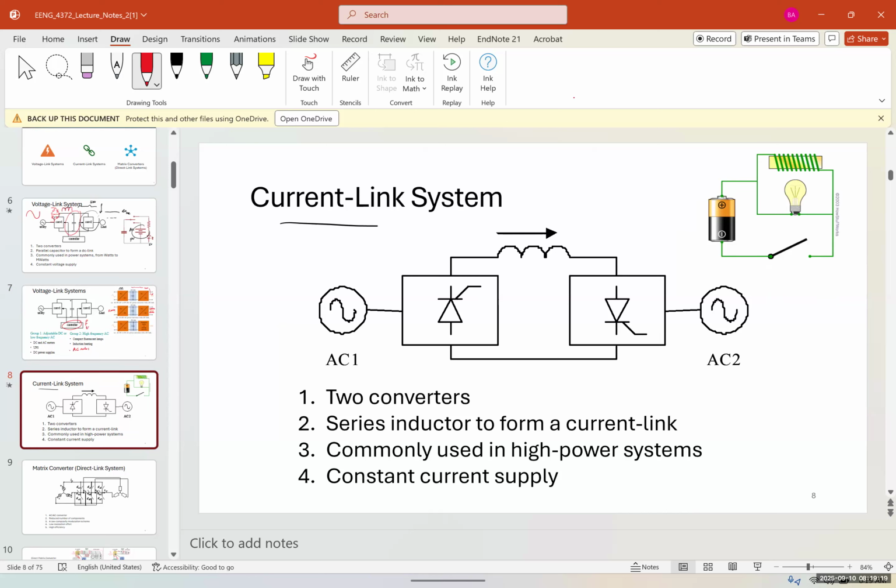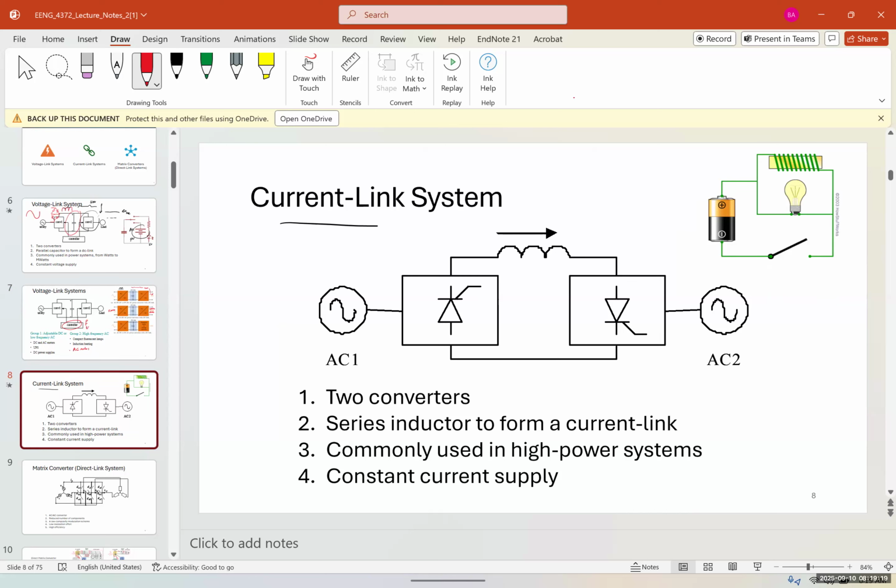there's a difference between the current. The main difference, can you spot the difference between the voltage link and the current link? How were the source and the load connected in a voltage link system? Were they connected in parallel or series? They were connected in parallel. Yes. So when you want to have a voltage link, you need to connect them in parallel because you want them to share this voltage.